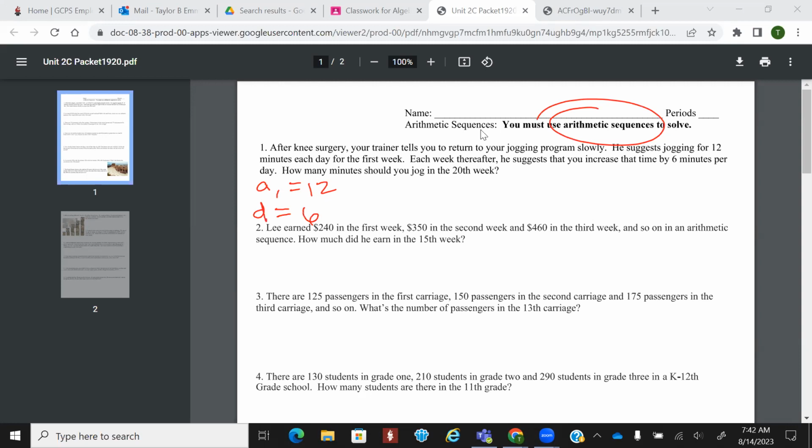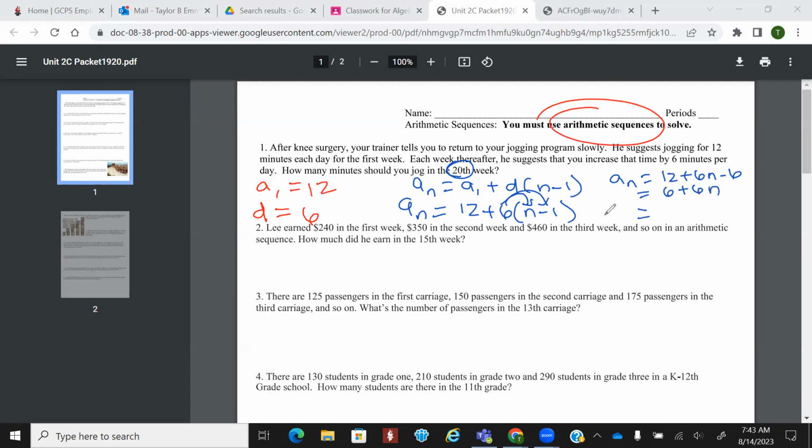Okay, so we're going to plug into our explicit formula. That's a sub n equals a sub 1 plus d times n minus 1. So a sub 1, you told me was 12. Our common difference was 6. And then we have n minus 1. Now, what week are we trying to look at? 20. Okay, so we're going to plug 20 in for n. Okay, now you can distribute and simplify if that makes it easier. Let me show you that really quick. That's going to give me 12 plus 6n minus 6. Combine our like terms. That's going to be 6 plus 6n. And you told me we're going to plug in 20.